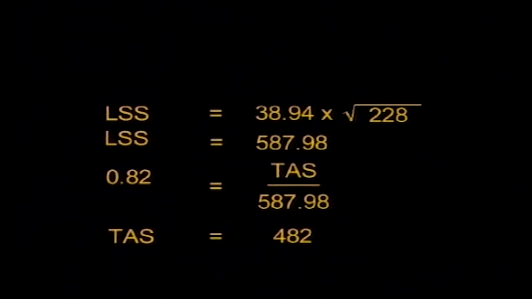For the same example, local speed of sound equals 38.94 multiplied by the square root of 228 Kelvin, which is minus 45 degrees Celsius plus 273. This results in a local speed of sound equaling 587.98. The Mach number of 0.82 equals TAS divided by 587.98. Solving for TAS gives 482 knots.